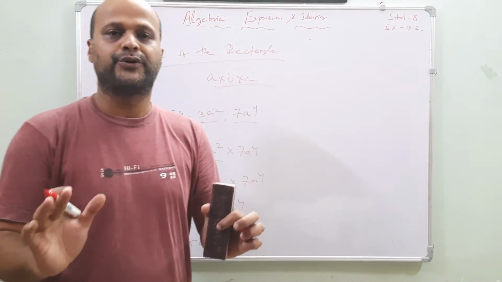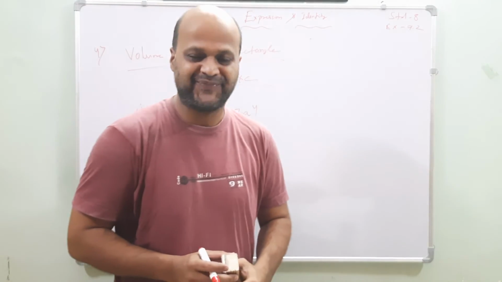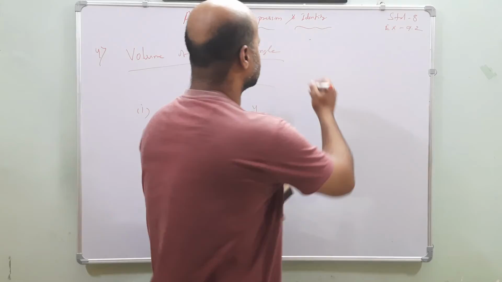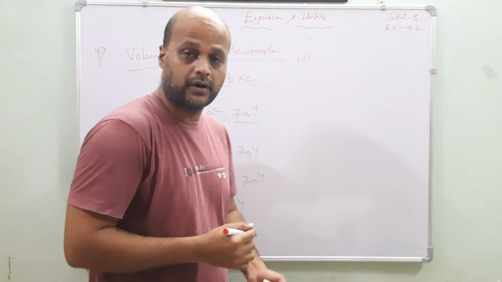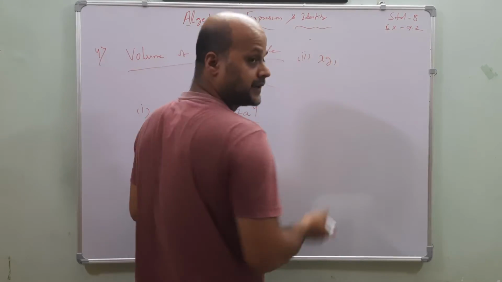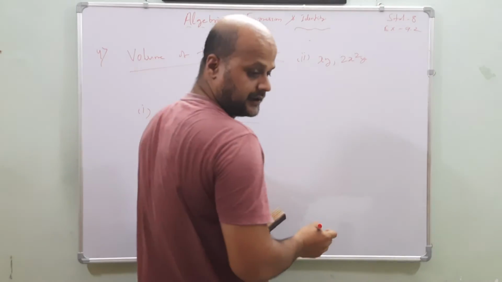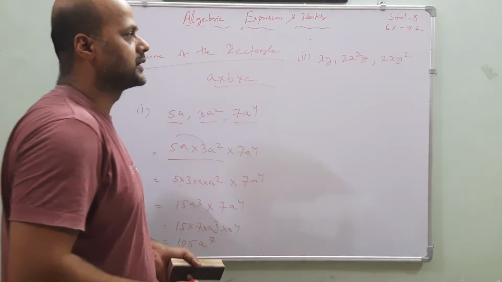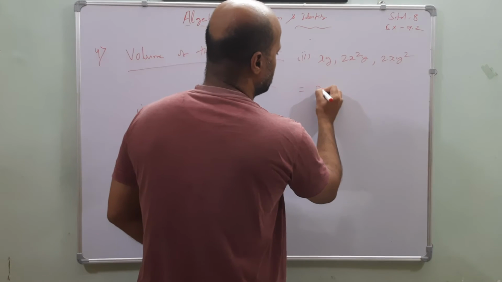Like this manner you have to solve the questions of your book one by one. Understood? Very good, my friend. Let's go for the second one. Try it. It's given in the fourth bit of your exercise 9.2. It's saying xy, 2x square y and 2xy square. These are the three sides of the rectangle, and you have to find the volume. Volume means you have to multiply all.